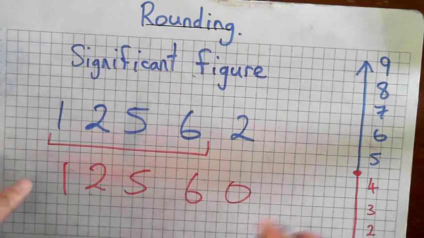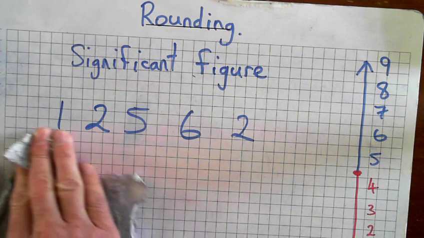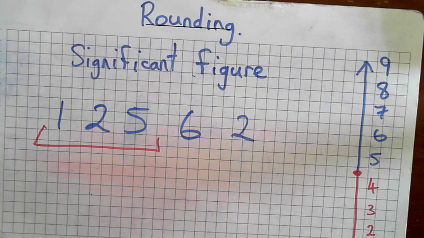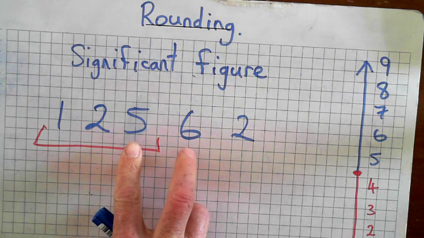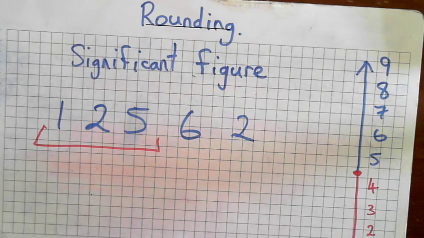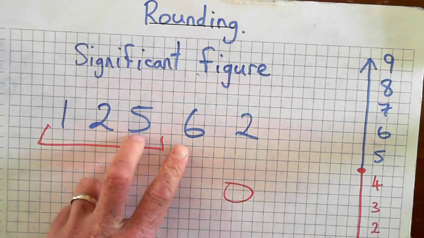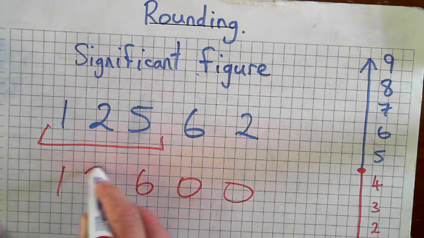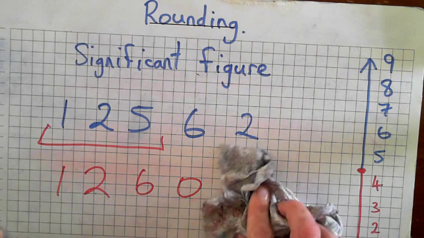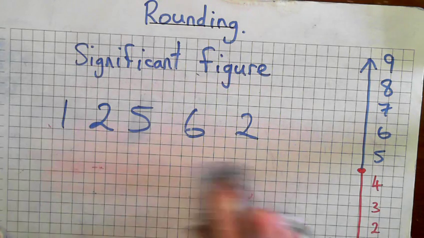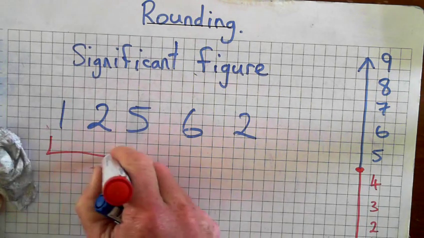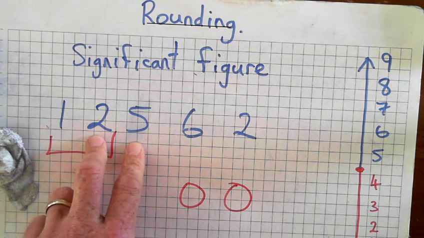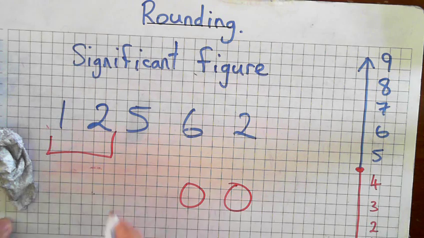Alright. Now we're going to round it to 3 significant figures. So start from the left. 3 numbers. 56 is the number that we have to round to the nearest 10. 56 becomes 60. And 2 significant figures. So we write down 0, 0. 25 is the number that we have to round. It rounds to 30.